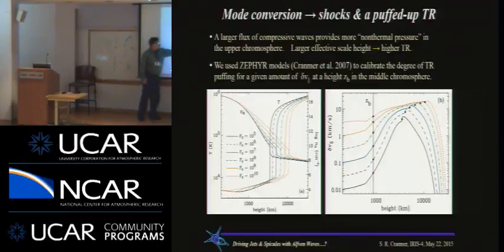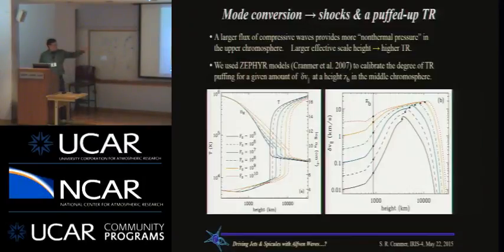And over on the right, it's basically showing you the height dependence of the compressive wave amplitude, this delta V parallel versus height. And as you put in stronger and stronger compressive waves, the transition region gets pushed up and up. So we can just take this series of models and look at this monotonic relationship between the compressive wave amplitude at a given height in the chromosphere. This height of 900 kilometers or so was something we chose. We called it Z sub B. And look at the monotonic relationship between that and the height of the transition region.